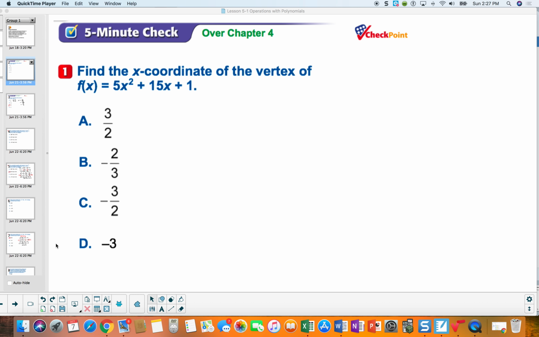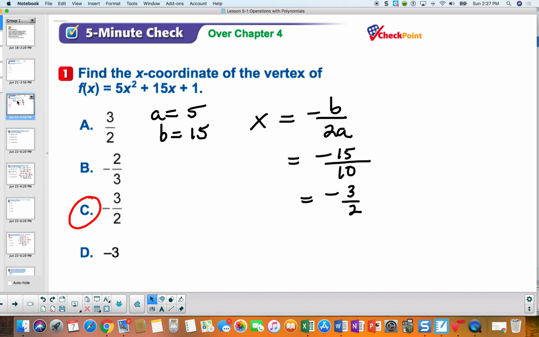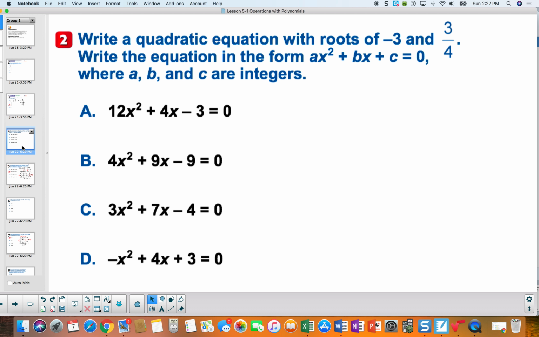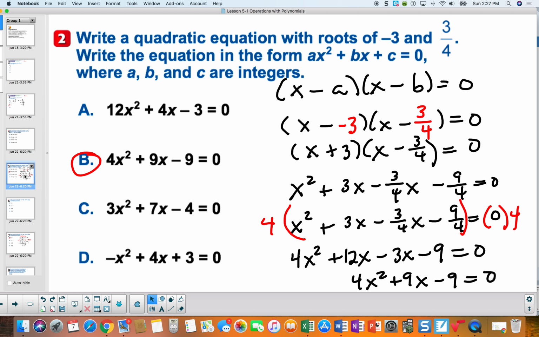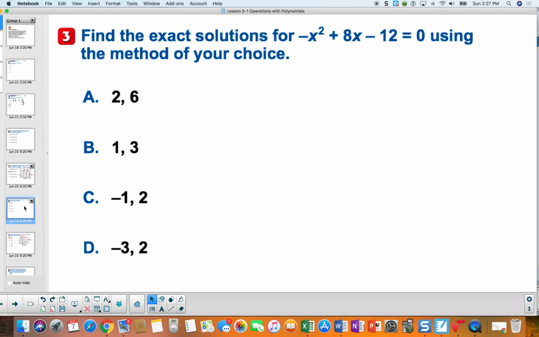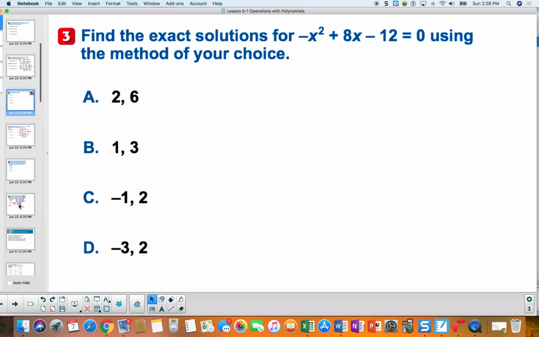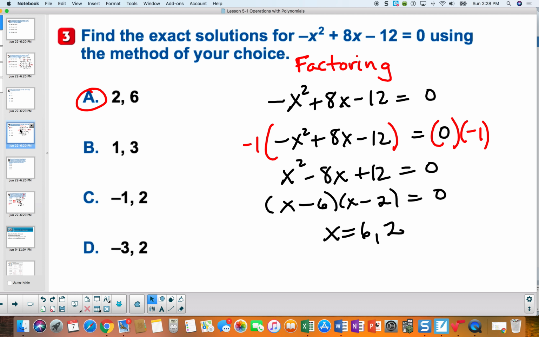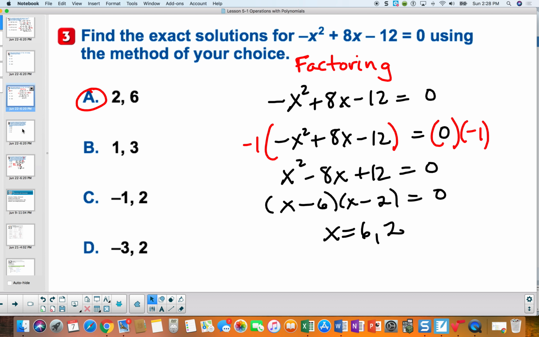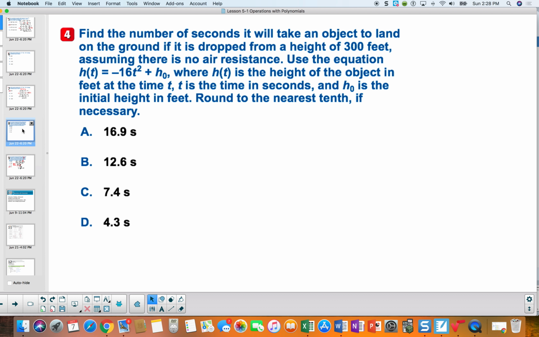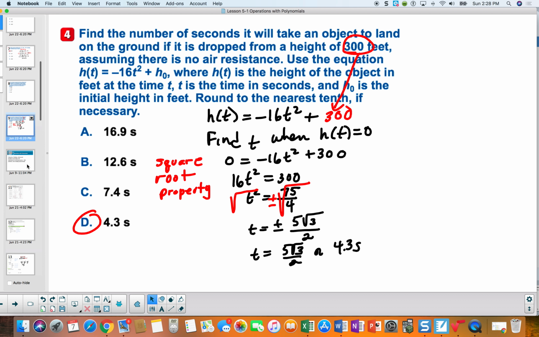Warm up for lesson 5-1. Pause to do the problem. And here's the answer. Pause to do the problem. And here's the answer. Pause to do the problem. And here's the answer.